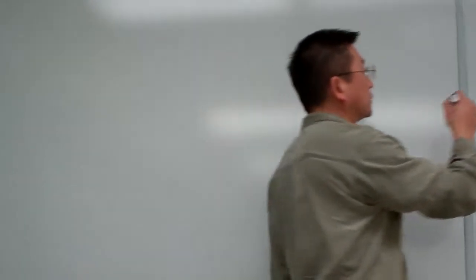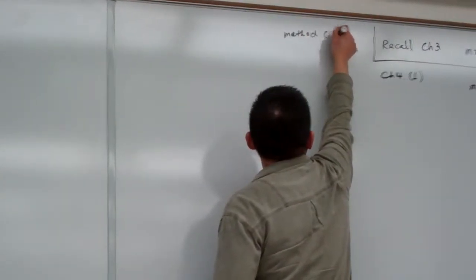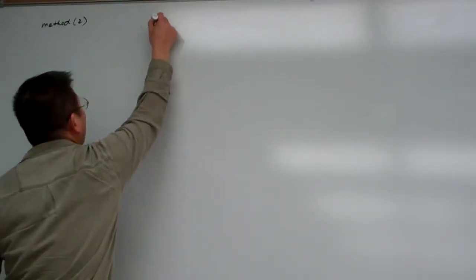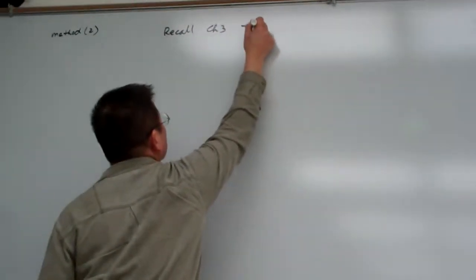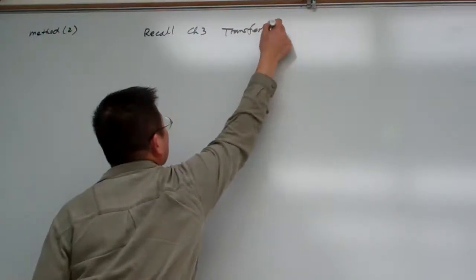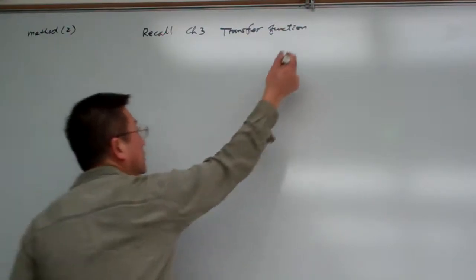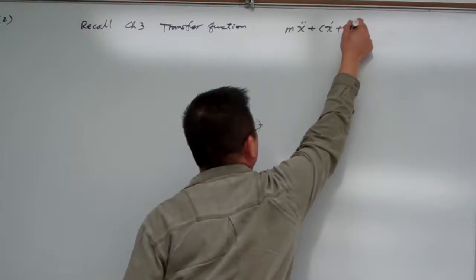So I would say this is method 1. This is method 2. Okay, so method 2, and recall in chapter 3, the transfer functions method. And this method basically is for this system, m x double dot plus c x dot plus k x.